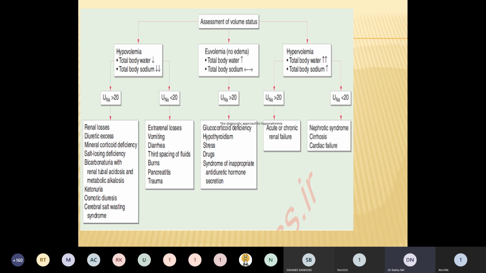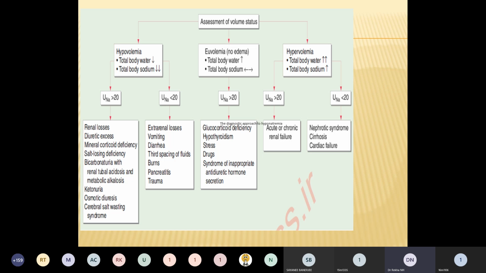So this is the flow chart. Assessment of the volume: in hypovolemia, total body water will be less, but the sodium is even more reduced. In euvolemia, water will be mildly increased, sodium will be more or less normal. There won't be any visible edema. In hypervolemia, the patient will have visible edema. In hypervolemia like congestive cardiac failure or cirrhosis, the total body water gain will be disproportionately more than the sodium gain. So these three, you have to see about the volume status of the patients.